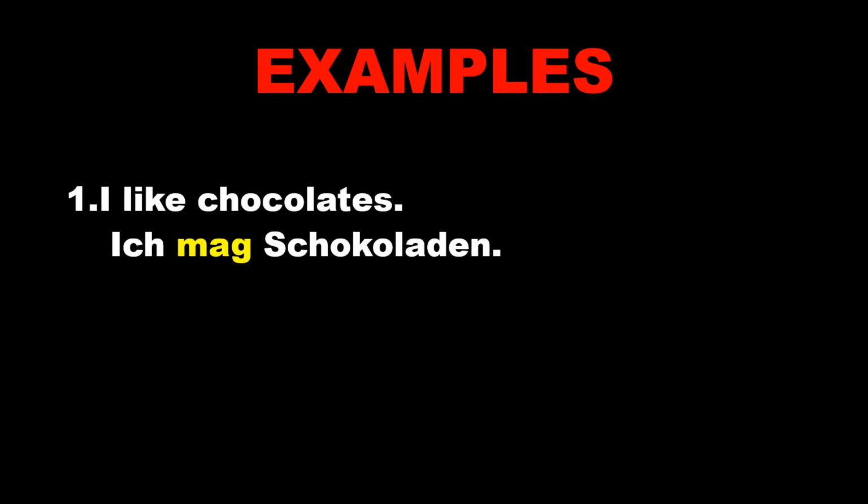First one I take with the verb mögen. I like chocolates. Very simple sentence. How to translate it in German? Ich mag Schokoladen. Now you must be thinking why we haven't used any main verb here. It is understood. You can write Ich mag Schokoladen essen, but you don't need that verb here. That is why we have written Ich mag Schokoladen. It means you like to eat chocolates.